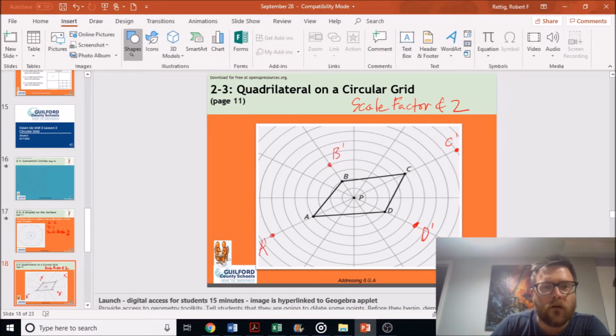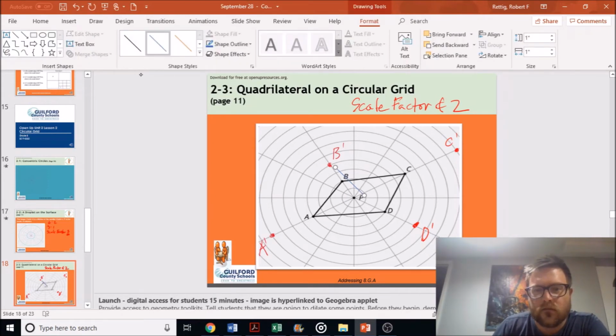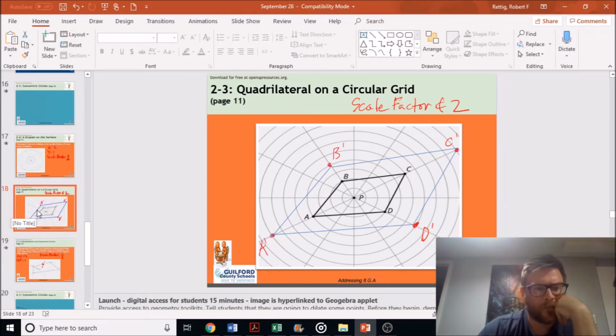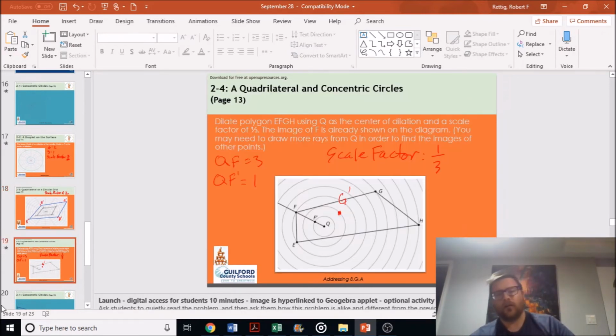So what we can do at this point now is connect each of these points and get a rough image here of what the resulting quadrilateral would look like. So here is A prime B prime, and then our last side length here, A prime D prime. And so there is the dilation of ABCD, A prime, B prime, C prime, D prime. So this is the type of skills that you want to be comfortable in.